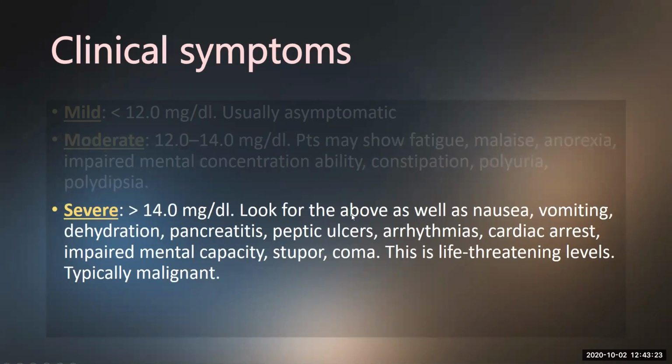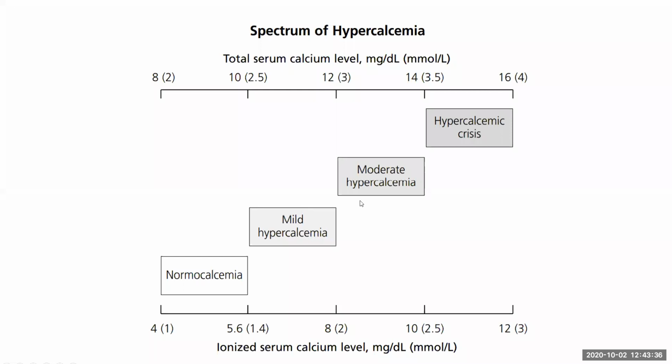And then severe, greater than 14, this is where you're thinking it's going to be a malignant cause, and this is when your arrhythmias are going to start coming in, cardiac arrest, stupor, coma, even pancreatitis, patients coming with abdominal pain. It's probably either related to constipation, as mentioned above, or true pancreatitis.